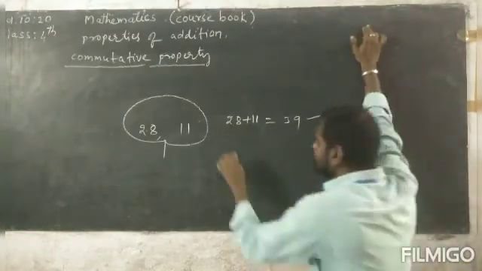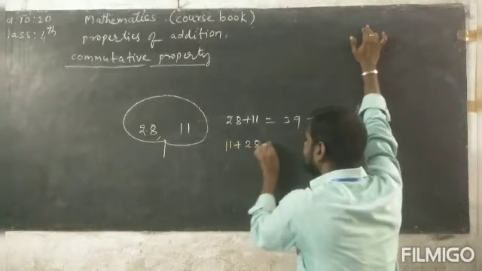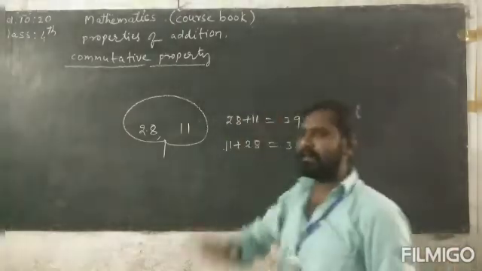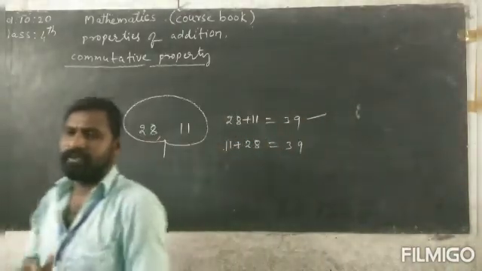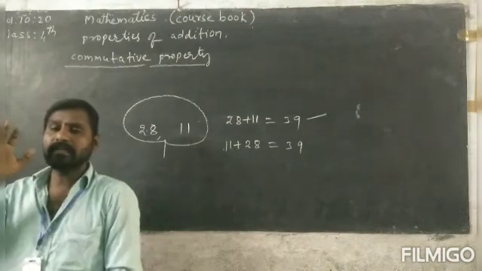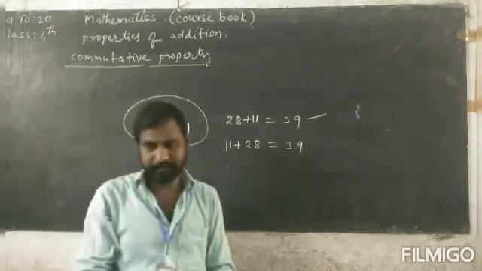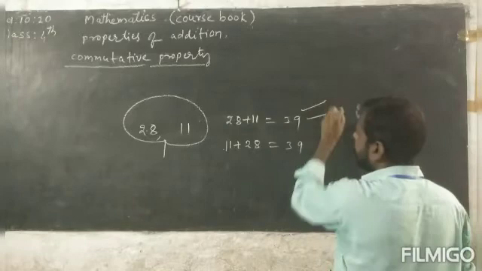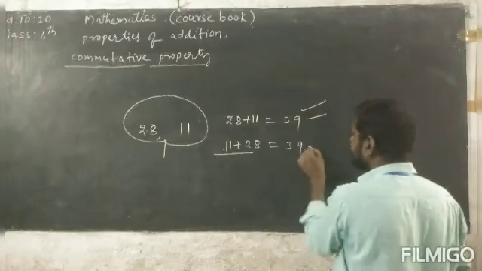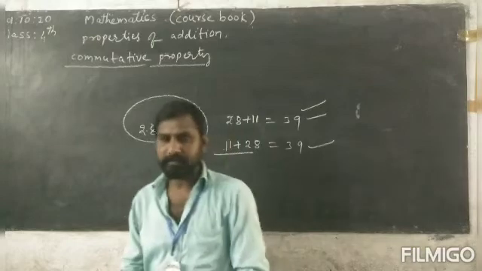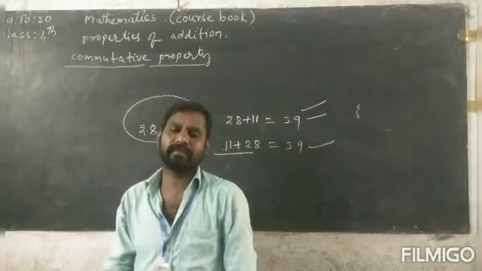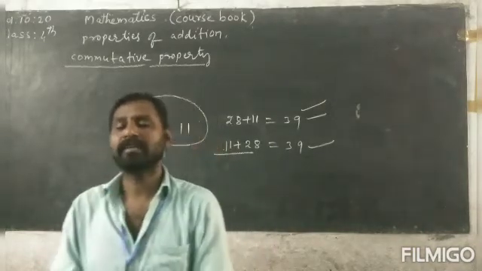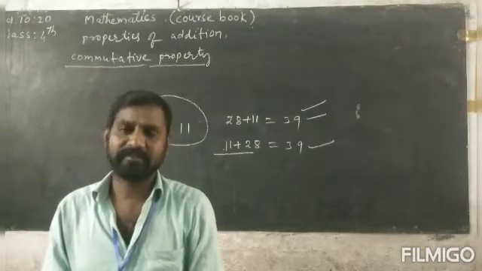Now next we can add this like 11 plus 28. So 8 plus 1, 9. 2 plus 1, 3. If we add 2 numbers in any order, we get the sum remains same. See, 28 plus 11 you get 39, as well as 11 plus 28 you get 39, beta. Just you can change the order of the numbers. Numbers should be same. This is called as commutative property.